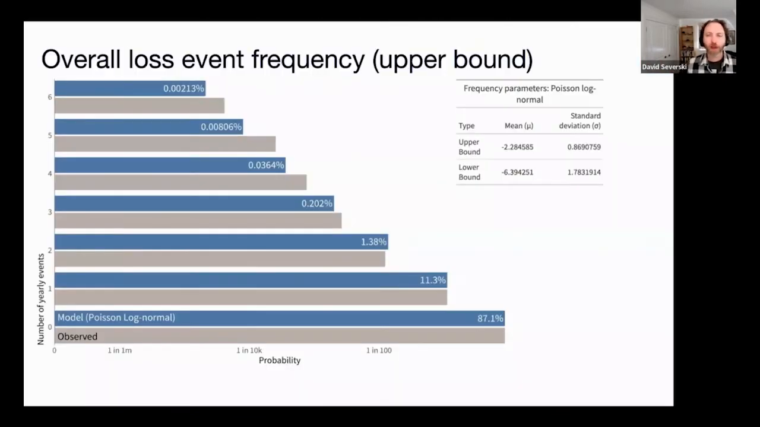So let's talk a little bit about how good is our fit here. What we've done is we've taken a look at the loss expected frequency, how often these are to occur, and we fit this to a distribution. And we found, through looking at all kinds of different distributions, the Poisson log normal is the best one for this particular data set.